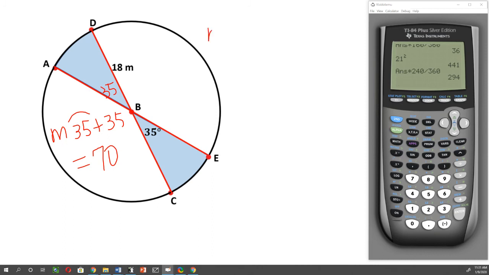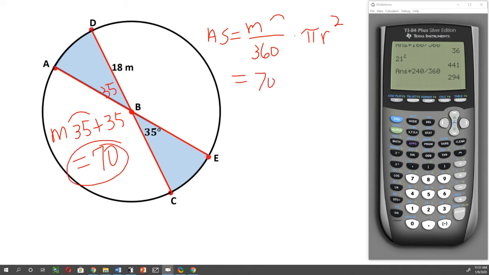So again, the measure of the arc divided by 360 times pi times the radius squared. We just figured out that the arc measure that we're going to use is 70 times pi, and we're given that our radius is 18.